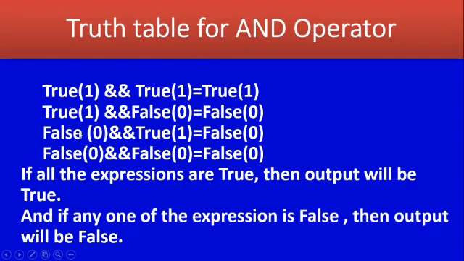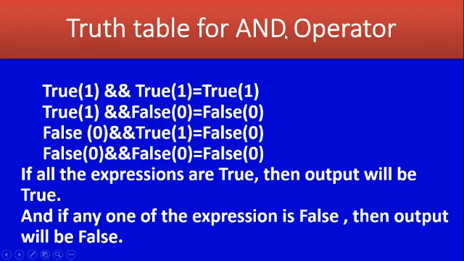And if any one of the expressions is false, on the left side, here false, here one false, here also false, then the output is false. Clear? So this is about the AND operator, the easiest method. True value is 1, and false value is 0.